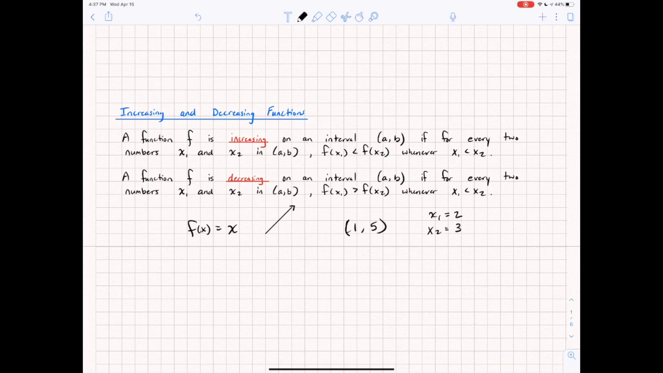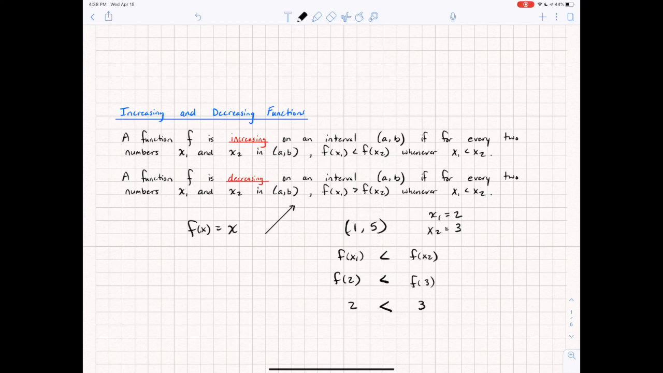Notice that because x1 is less than x2, if I do f of x1, which is f of 2, and I find f of x2, which is f at 3, plugging 2 in, the answer would just be 2. Plugging 3 in, the answer is just 3. Well, 2 is less than 3, so that means f of 2 is less than f of 3, which means f of x1 is less than f of x2.